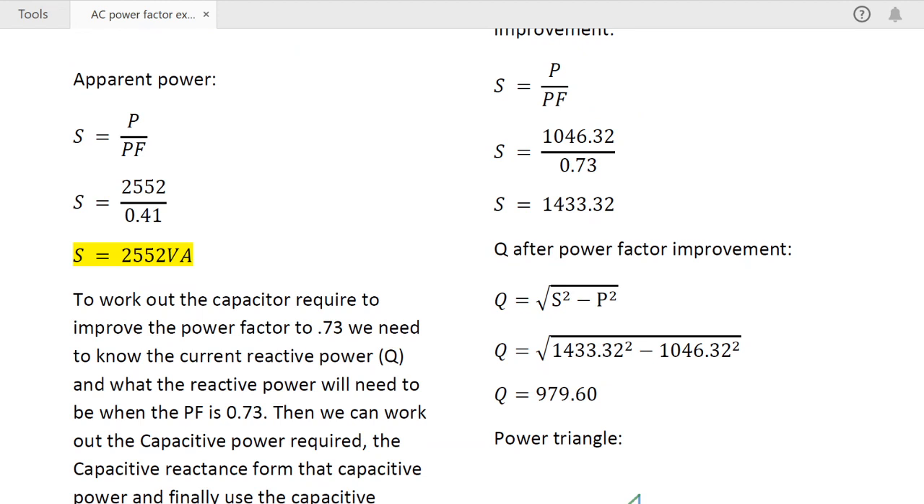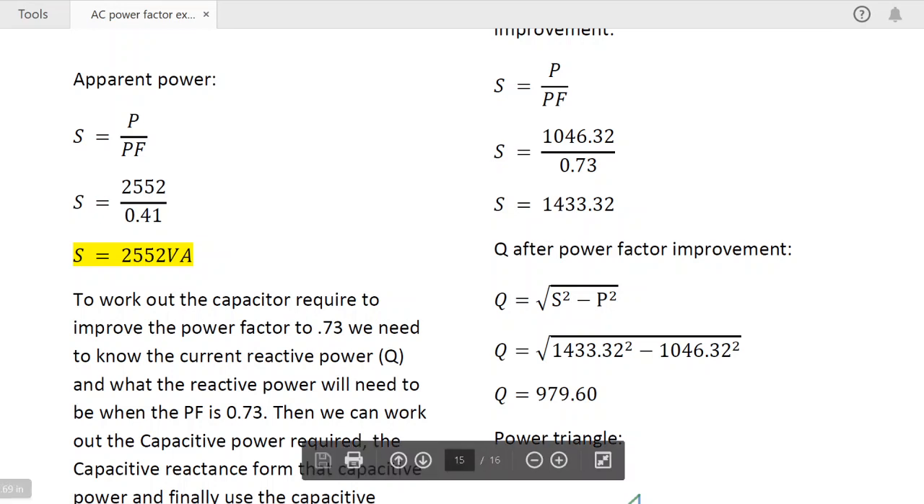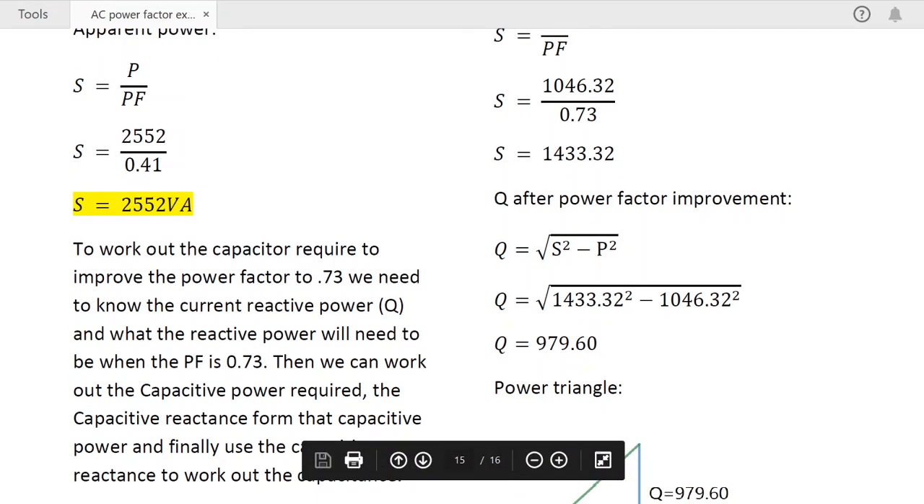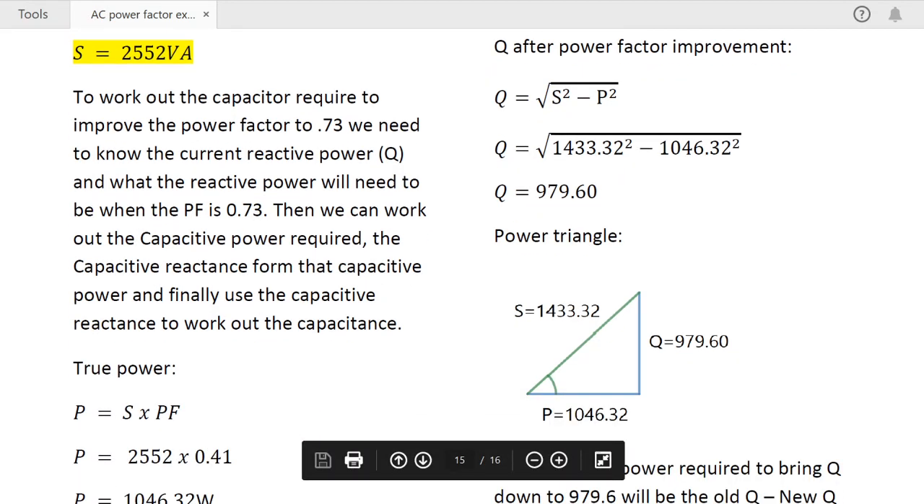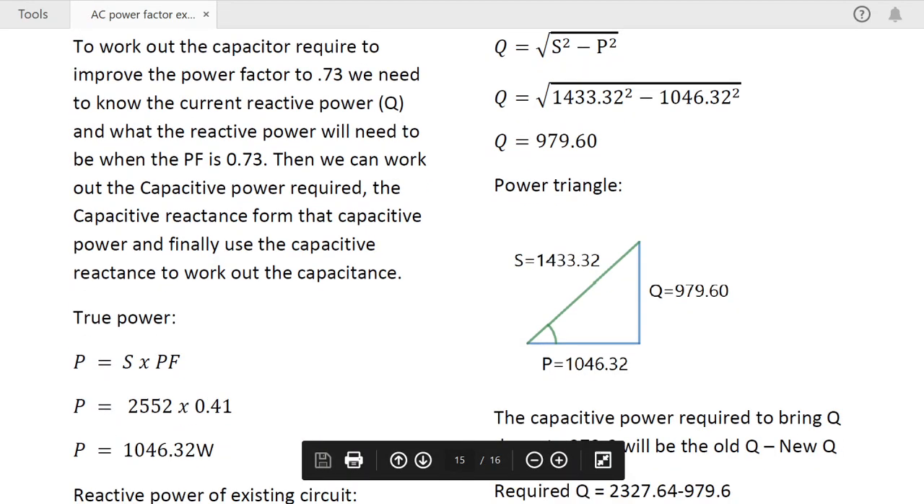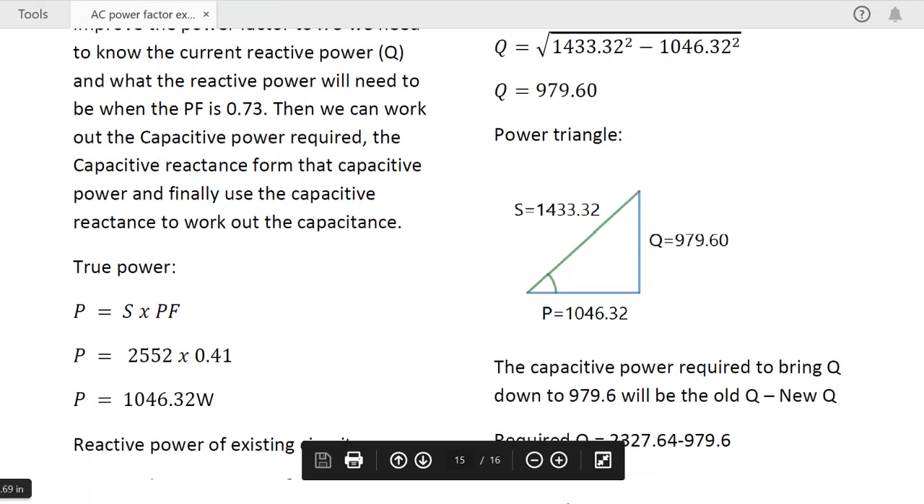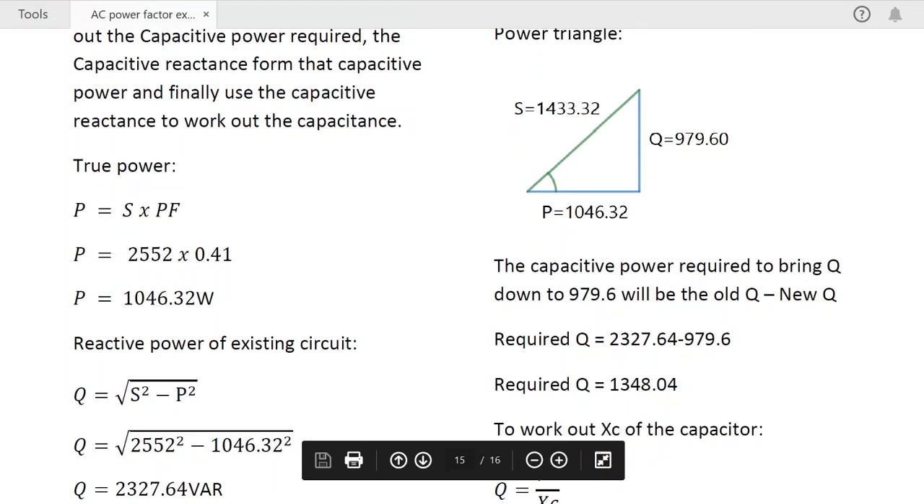To work out a capacitor required to improve the power factor to 0.73, we need to know the current reactive power Q and what the reactive power will need to be when the power factor is 0.73. We can work out the capacitive power required, then the capacitive reactance from that, and finally use the capacitive reactance to work out the capacitance. That's a mouthful. Now true power will be S times PF, power factor. Our power factor we were given was 0.41 and our apparent power was 2,552. That gives us a true power of 1,046.32 watts.